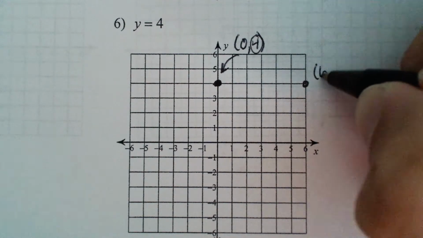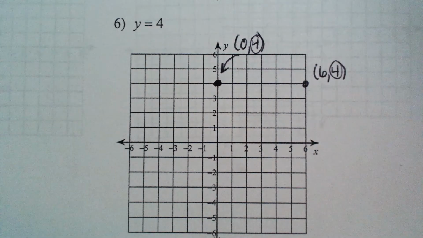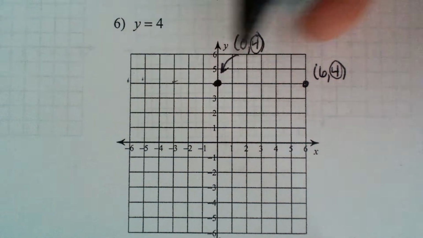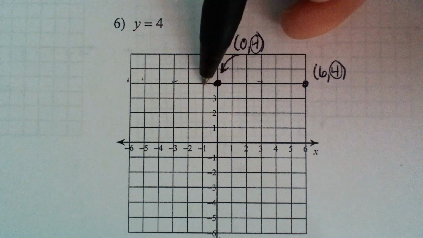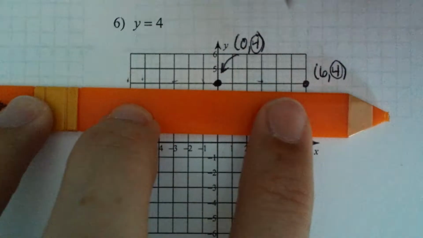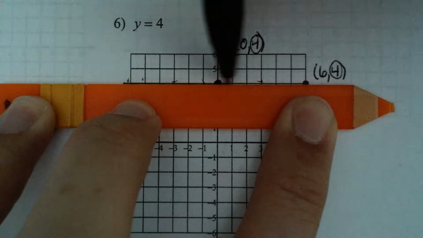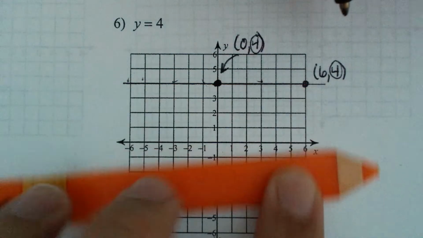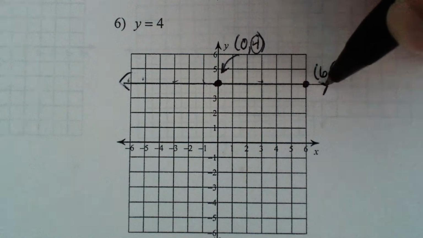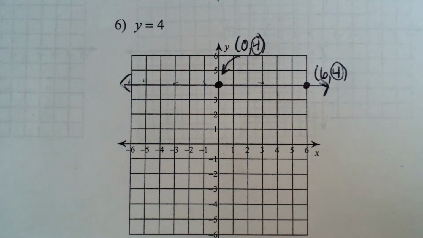Our coordinates are 6, 4. So our y equals 4. All of these points, all through here, our y is 4. Right here, our y is 4. Right there, our y is 4. This entire line of everything where y equals 4 is the line y equals 4. So that would be your y equals 4.